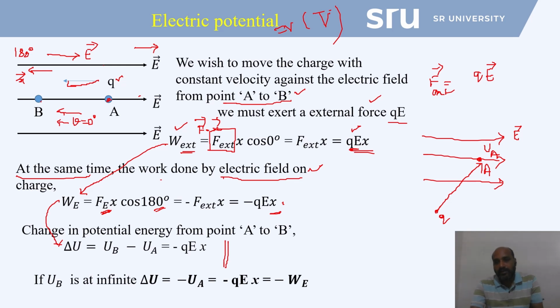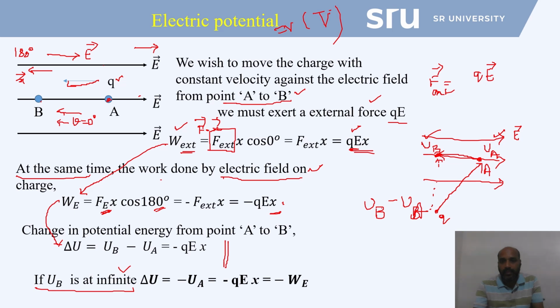Similarly, the same charge is moving from infinity to somewhere B. So here also we need to do some work against the electric field, that is UB. So the potential at B is UB, the potential at A is UA. Now in our case, you are moving the charge from A to B. So that will be UB minus UA, final minus initial, that is the potential difference. So here we said if UB is at infinity, what does it mean?